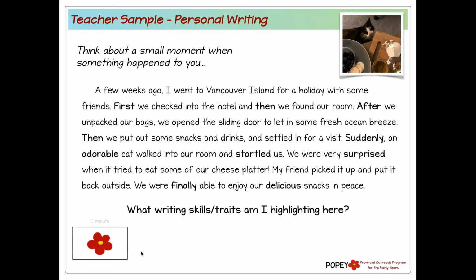So a few weeks ago, I went to Vancouver Island for a holiday with some friends. First, we checked into the hotel, and then we found our room. After we unpacked our bags, first, then next, we opened the sliding door to let in some fresh ocean breeze. Then we put out some snacks and drinks and settled in for a visit. Suddenly, an adorable cat walked into the room and startled us. We were very surprised when it tried to eat some of our cheese platter. My friend picked it up and put it back outside. We were finally able to enjoy our delicious snacks in peace.